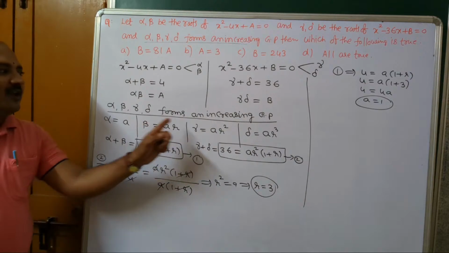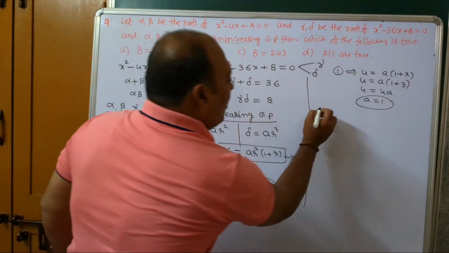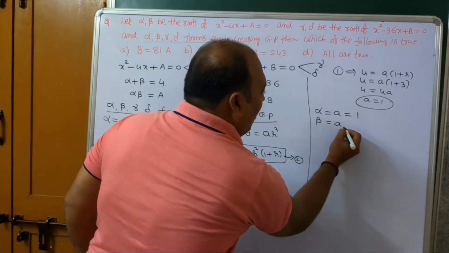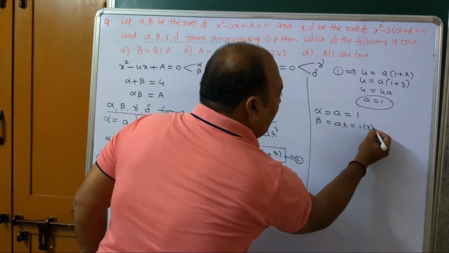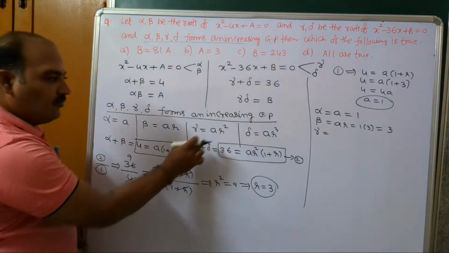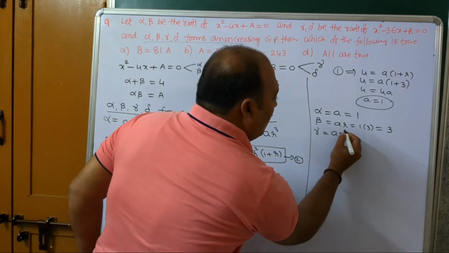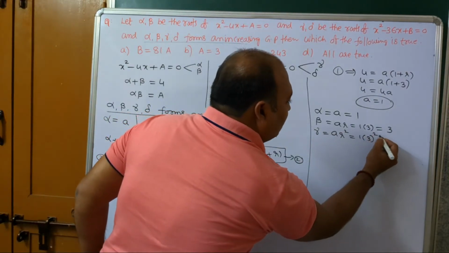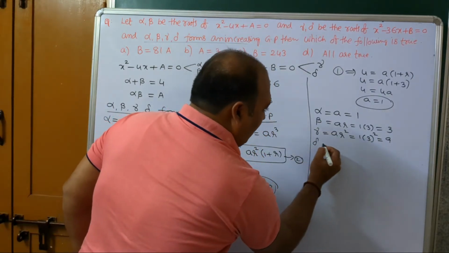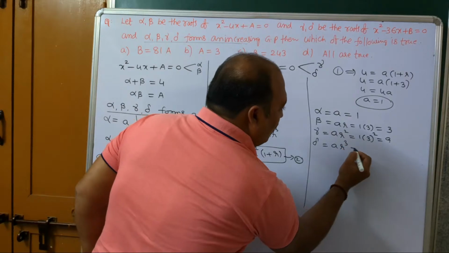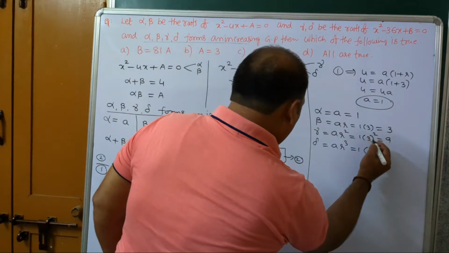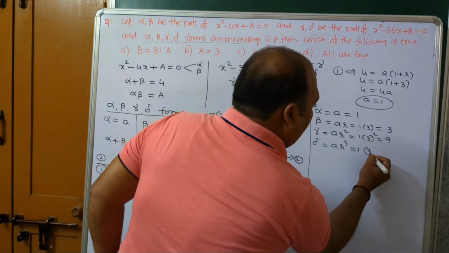Now alpha, beta, gamma, delta we will calculate. Alpha is equal to A, that is equal to 1. Beta is equal to AR, 1 into 3, that is equal to 3. Next gamma, AR square, A into R square, so 1 into 3 square, 9. Next delta, A into R cube, 1 into 3 cube, 27.